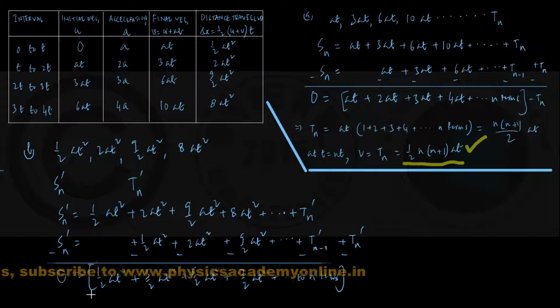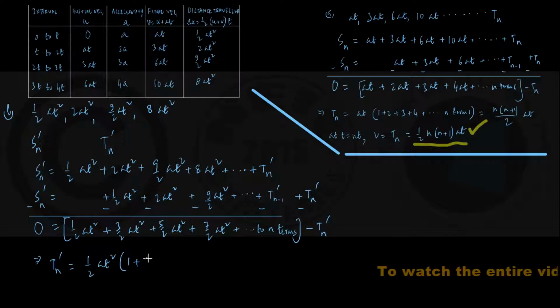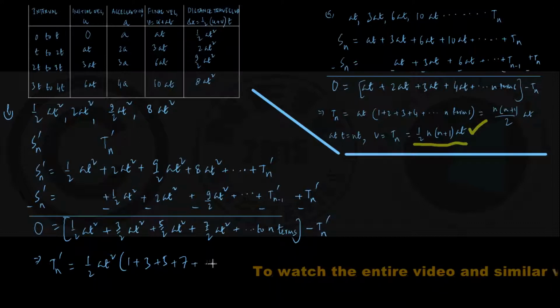Let me keep this inside a square bracket, and remember I have got a minus Tn dash waiting for me. So once we are here, let me transpose and write down what we get for Tn dash. So we are getting from here that Tn dash, the nth term of the series, is coming out to be, well, within this series I can take half at square as common, and I'm getting 1 plus 3 plus 5 plus 7 plus up to n terms.